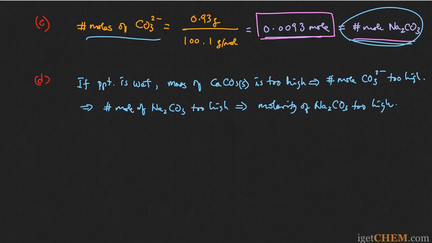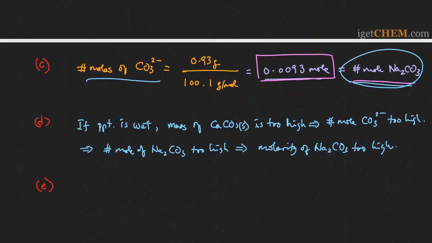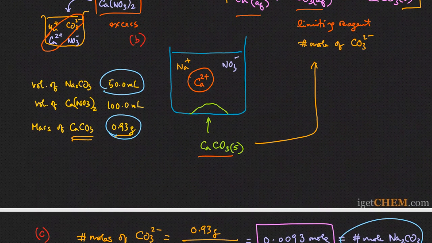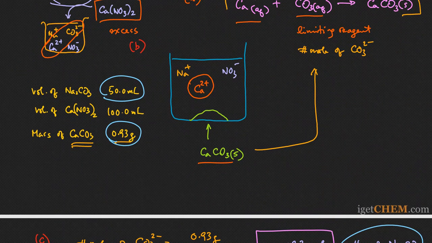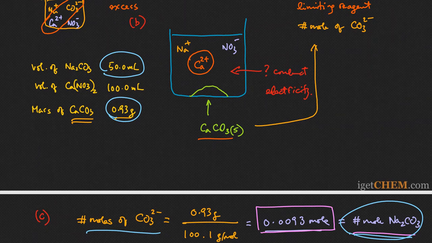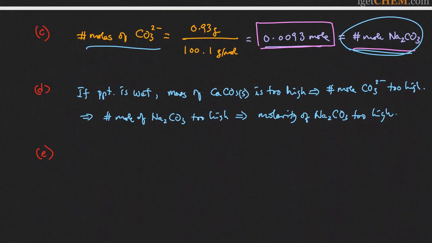Okay, now part E asks, if you take the liquid that you get after the filtration, so the liquid is basically what is inside the beaker minus the precipitate, the question is, will this conduct electricity? And the answer is obviously yes, because of the dissolved ions. This solution is an electrolyte, and so as a result of that, we expect that solution to be able to conduct electricity.